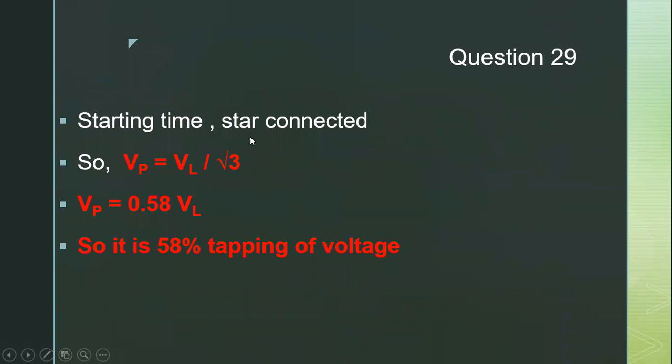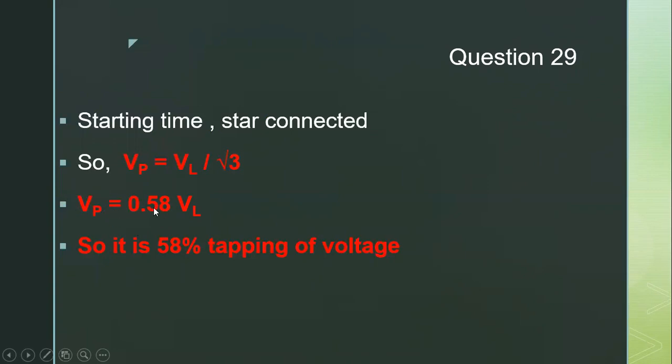When you connect in star in the star delta starter, the phase voltage is equal to VL by root 3, meaning line voltage divided by root 3. So 1 by root 3 is equal to 0.58 into VL. That is the same equation; I have changed 1 by root 3 to the value 0.58 VL. So the phase voltage is 58% of the line voltage.